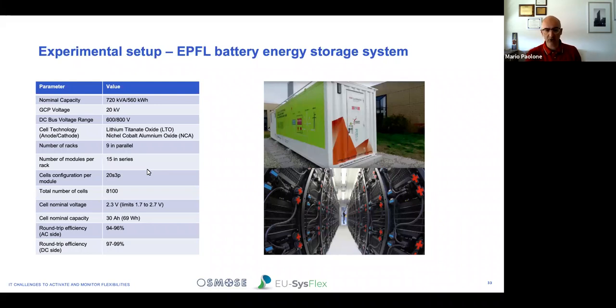And here you have all the specifications of the system. And here you also have a couple of pictures of the container, which houses the batteries, the converter, and the step-up transformer to connect the system to the 20 kilovolt network of the EPFL campus.